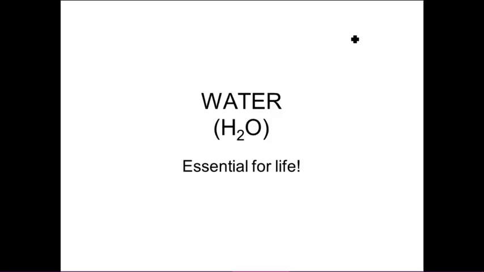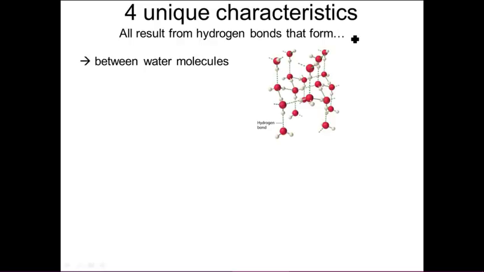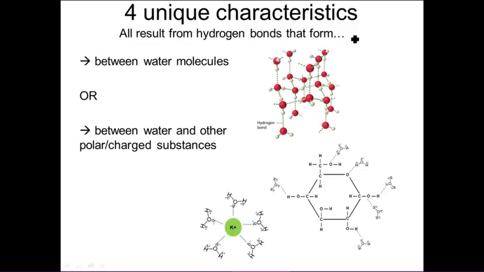Okay. Water has 4 unique characteristics, and all result from the ability to make hydrogen bonds. So either hydrogen bonds between other water molecules, or hydrogen bonds that form between water and other polar or charged substances, like we were just talking about a few minutes ago. We're going to briefly go through each one of these characteristics.